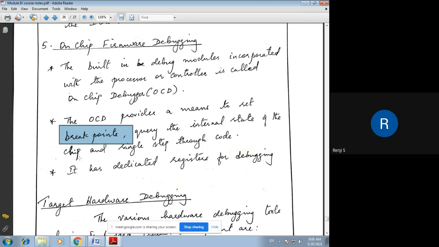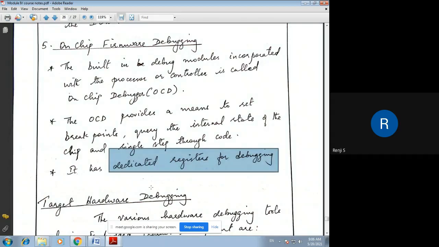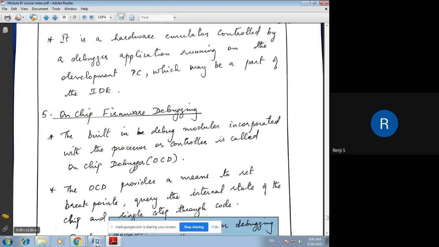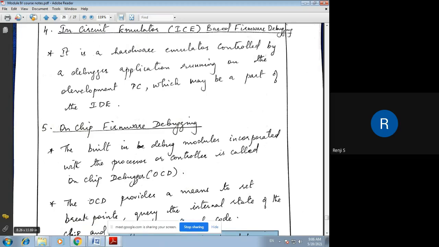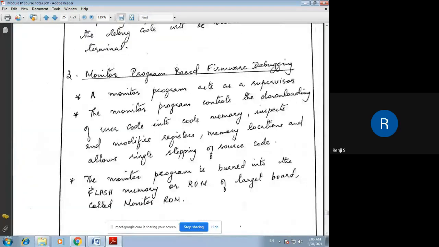In on-chip firmware debugging, since it comes with the processor, it will have its own registers, and apart from those registers, the on-chip debugger has its own dedicated registers for debugging. So this is the last method for firmware debugging. Is it clear to you? We have discussed around 5 techniques for firmware debugging.